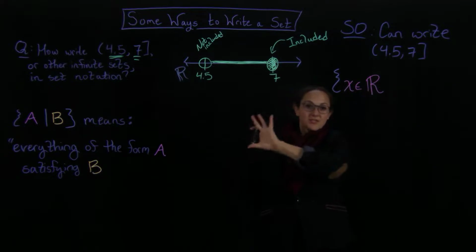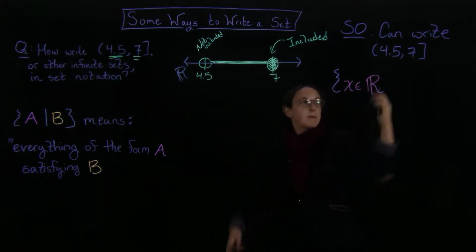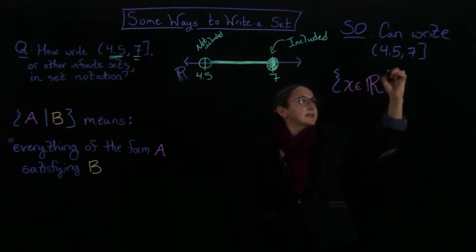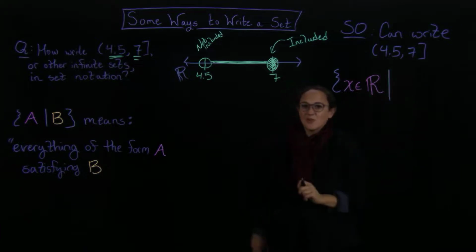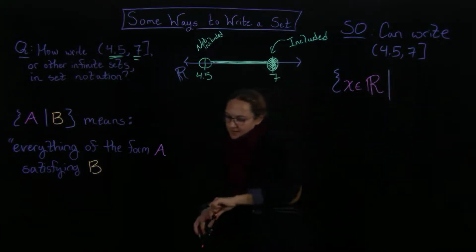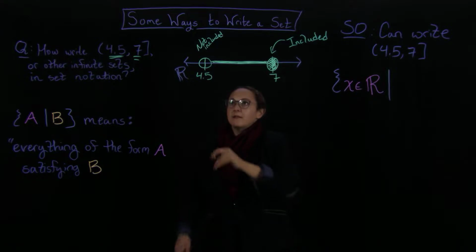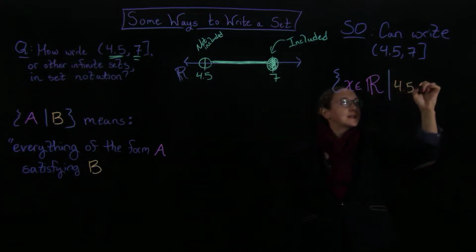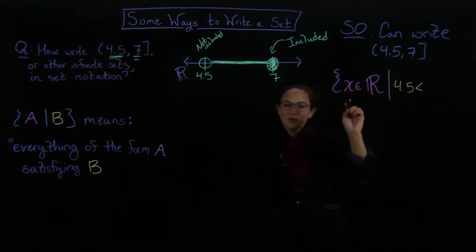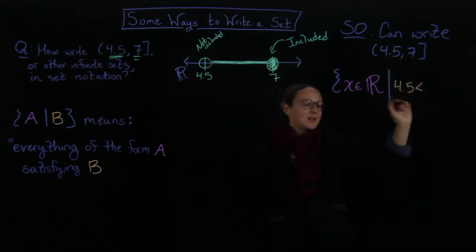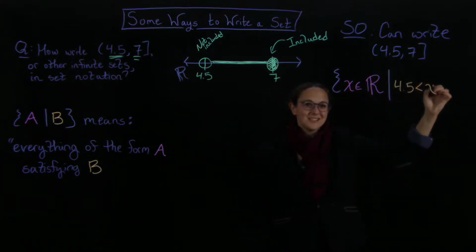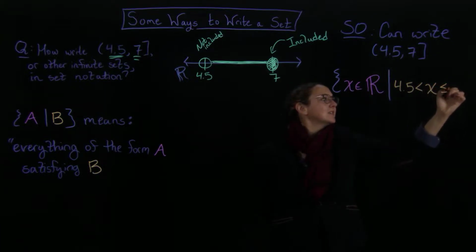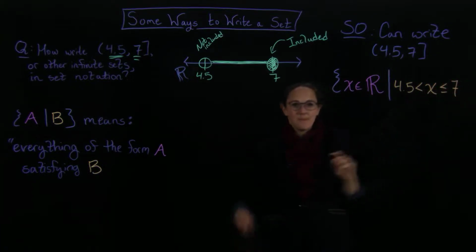So I'm talking about some of the real numbers, but I need to have some conditions on what they satisfy. What do they satisfy here? I want 4.5 to be less than x, and x less than or equal to 7. I'm also setting the variable so that it makes sense when I write this. Okay, just like that.